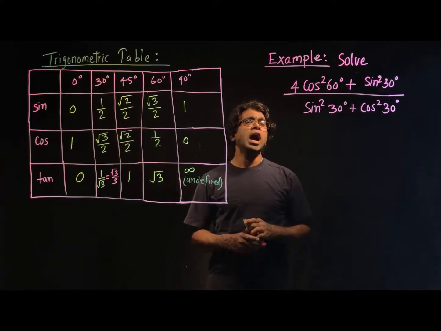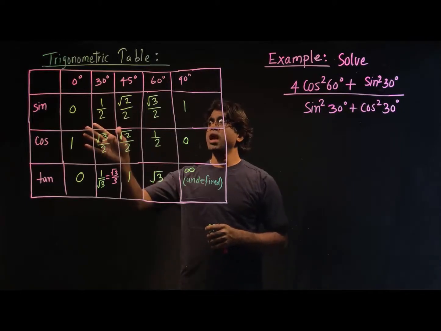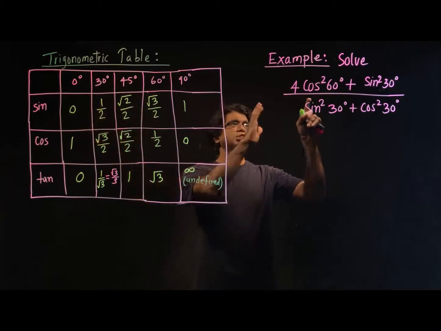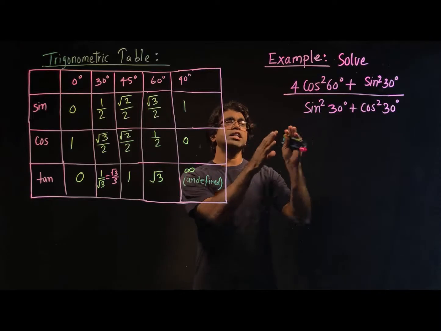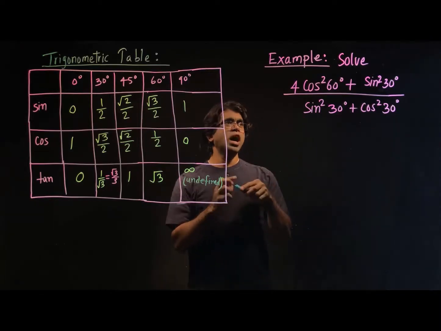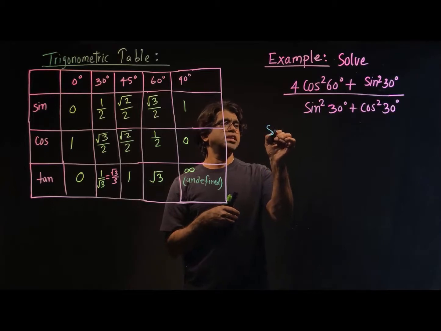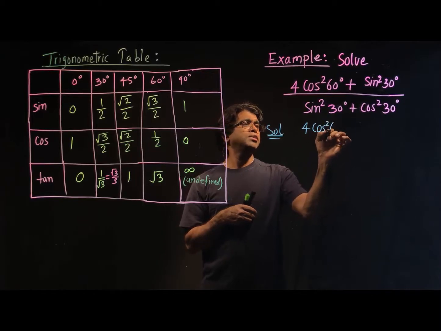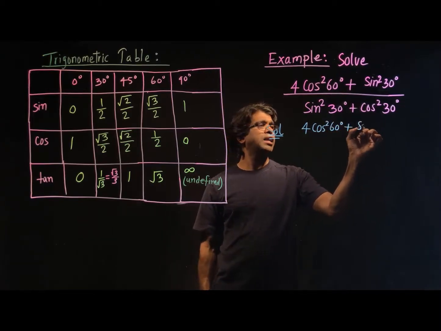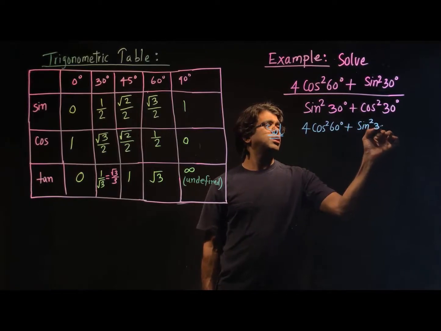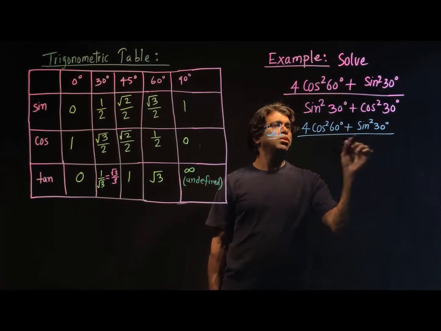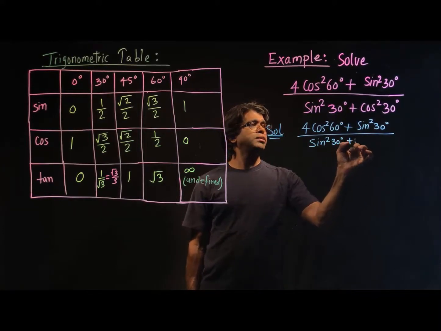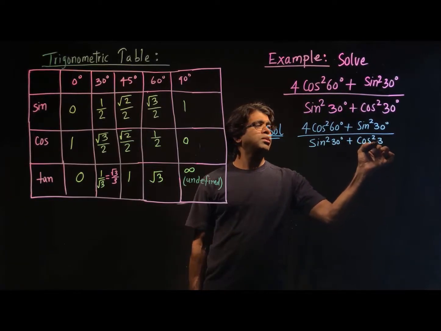So what I'm going to do is use this trigonometric table, select the values from it, and then substitute them in this expression. First, I'm going to write the question. So my question is 4 cosine square 60 degrees plus sine square 30 degrees over sine square 30 degrees plus cosine square 30 degrees.